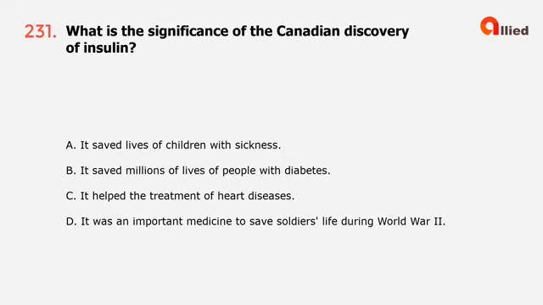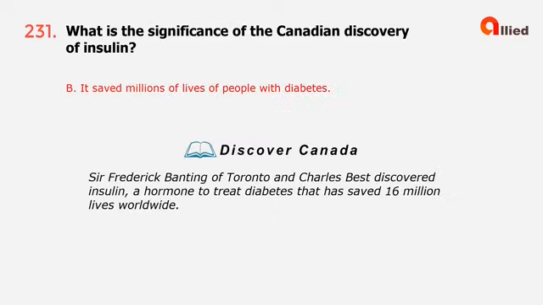Question 231. What is the significance of the Canadian discovery of insulin? A. It saved lives of children with sickness. B. It saved millions of lives of people with diabetes. C. It helped the treatment of heart diseases. D. It was an important medicine to save soldiers' lives during World War II. The answer is B. It saved millions of lives of people with diabetes.